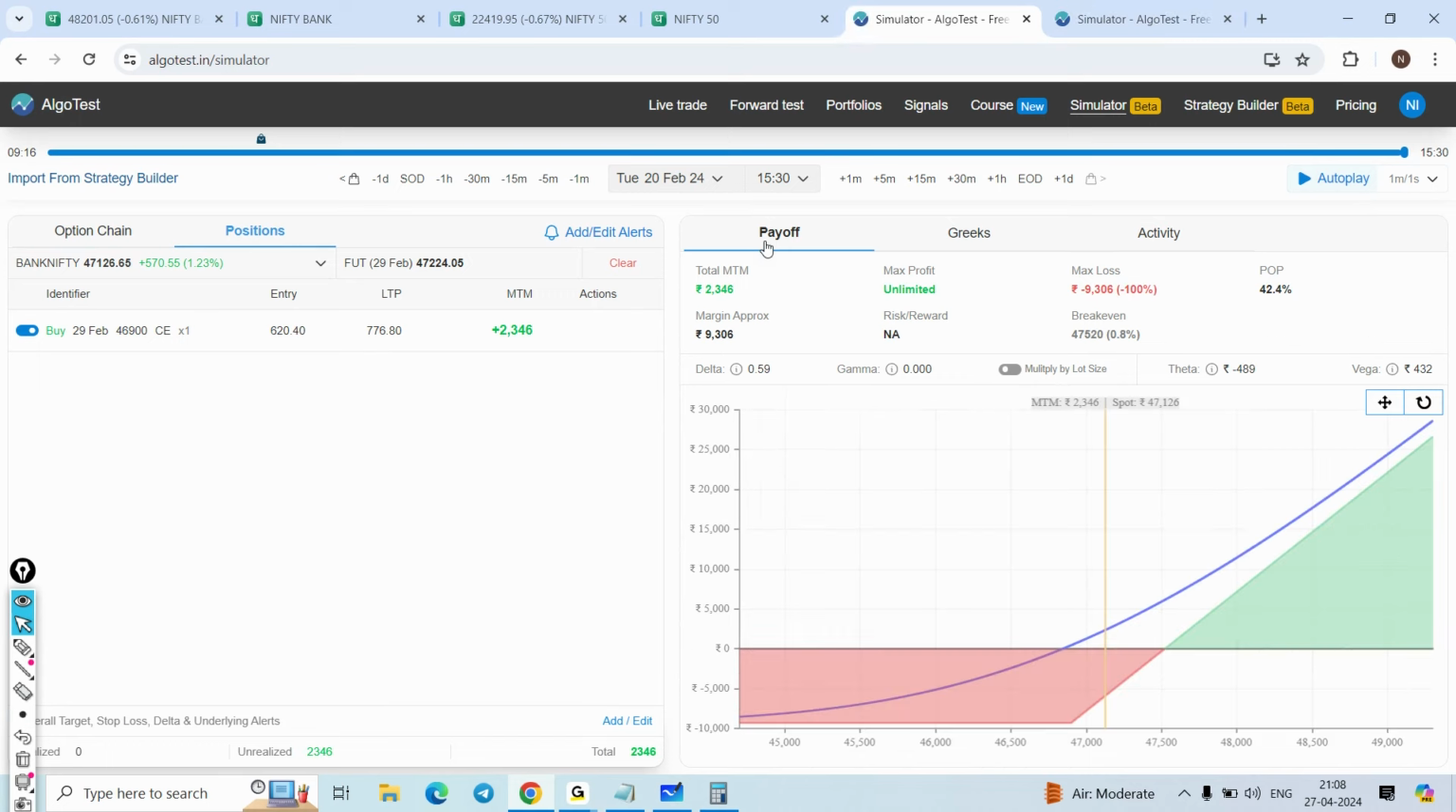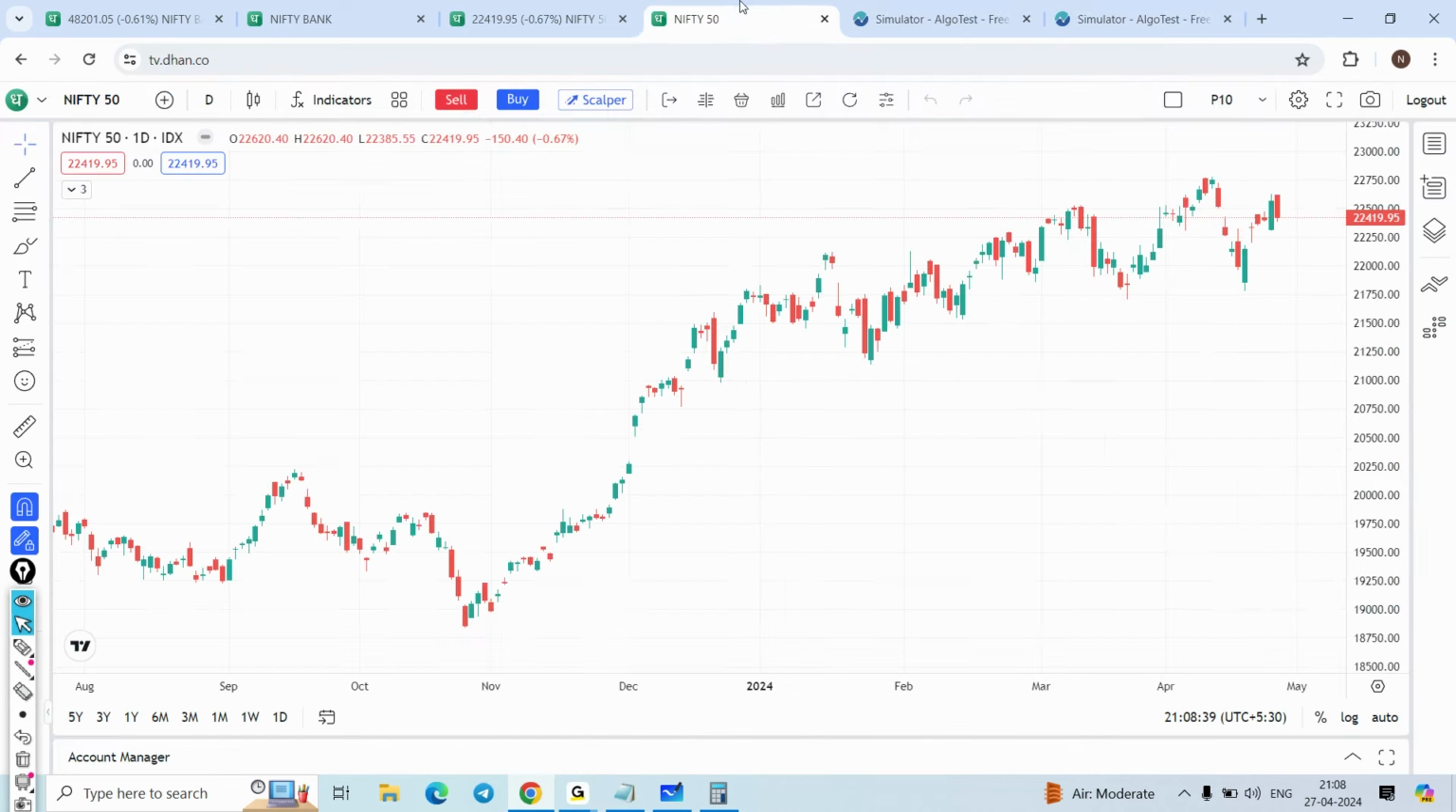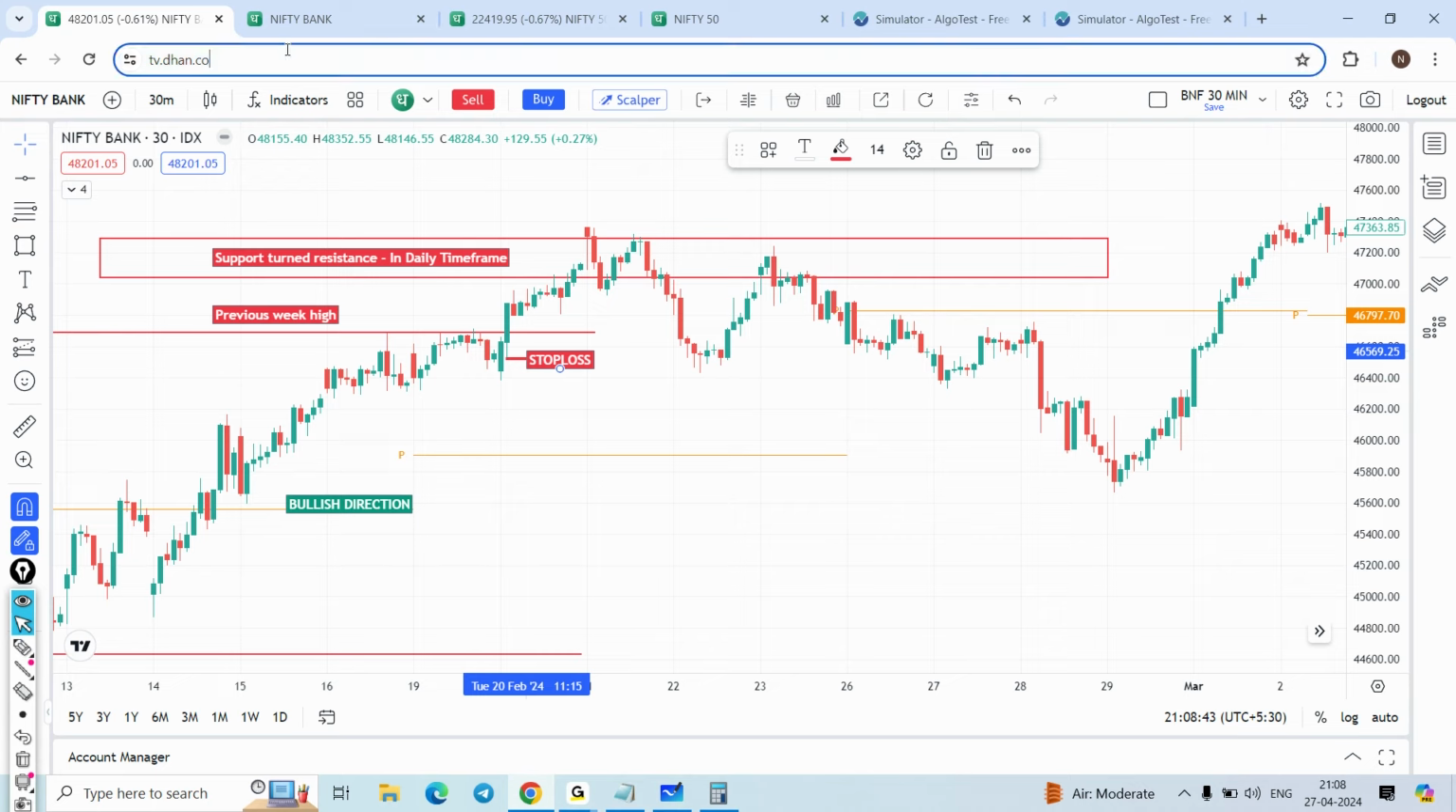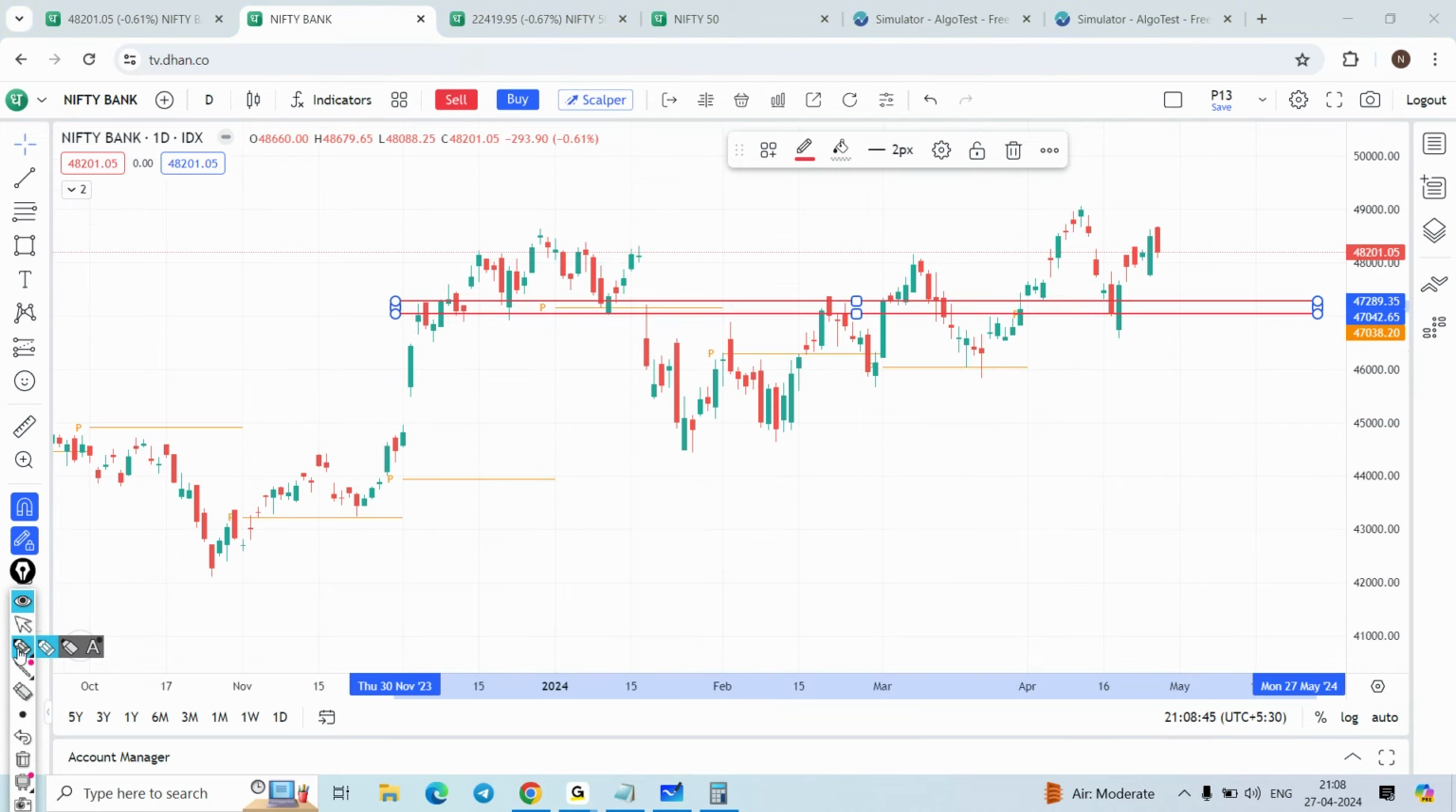Don't look at the profit positionally. You need to be very clear. What are you doing? So what happened in the market? This is 20th of February. What I mentioned positionally: if I'm taking anything directional, I need to see the candle close.